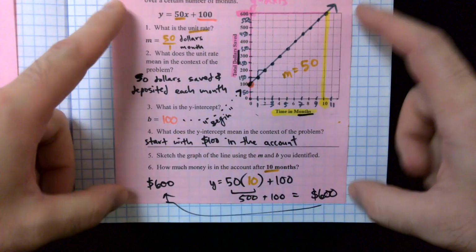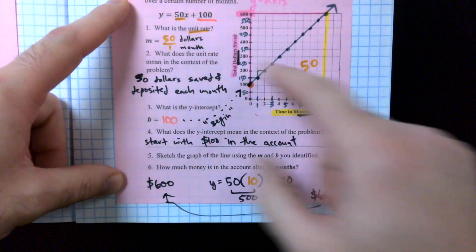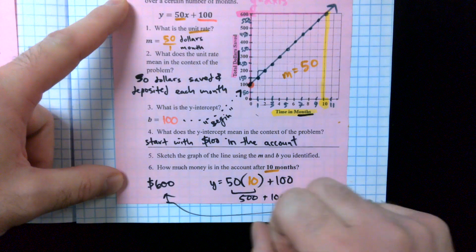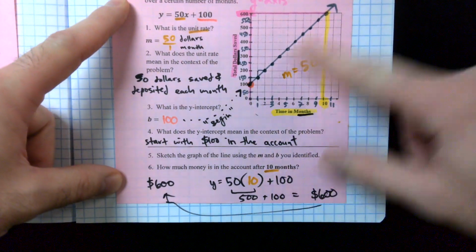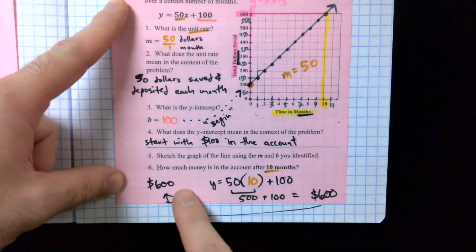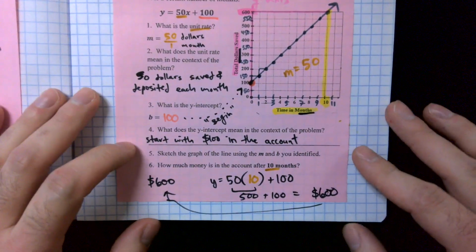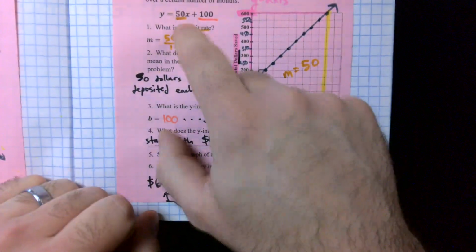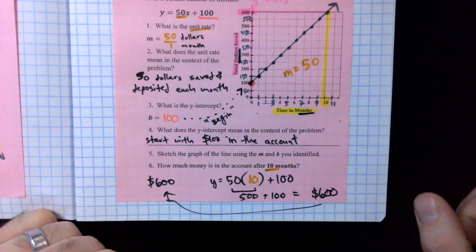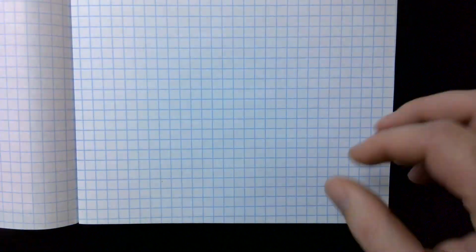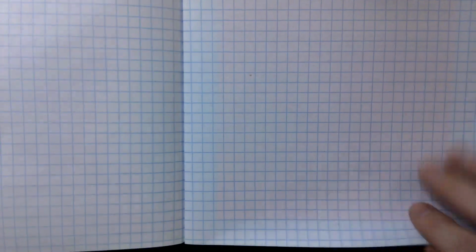No, the numbers are different, but it's going to give you an equation and a blank graph. You've got to interpret what these numbers mean. You've got to plot the B, do the M, make your line, and answer the question, how much money's in the account after blank months. It'll be a different number of months, a different amount saved, a different money you start with. But the idea is the exact same. All right?